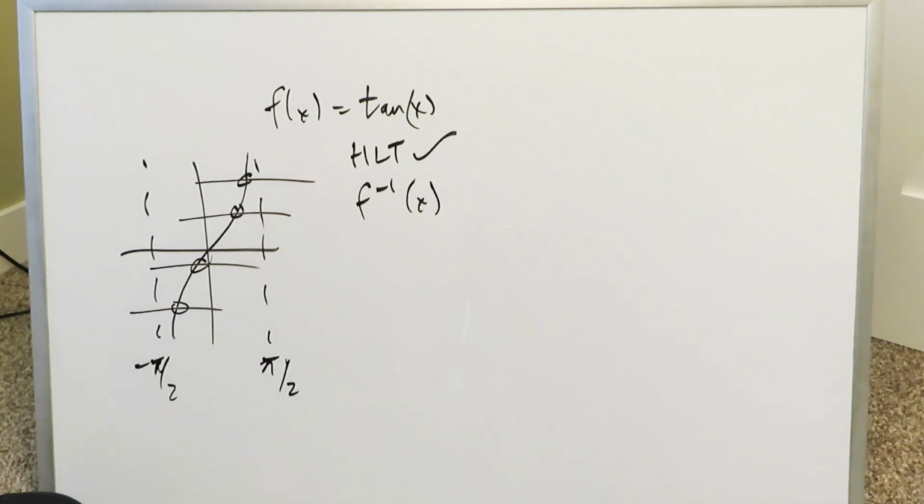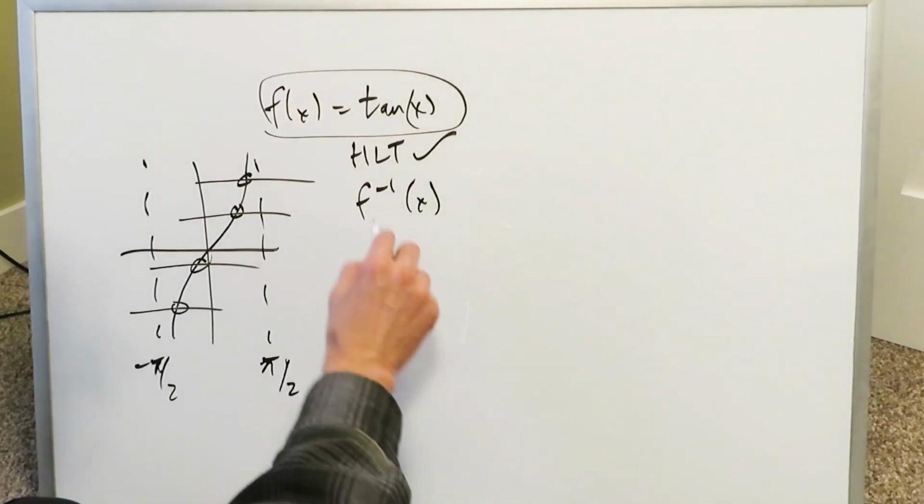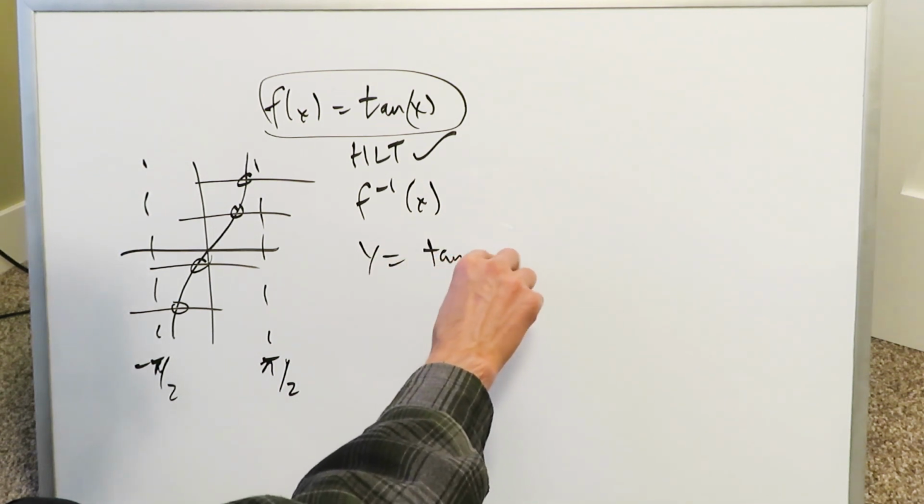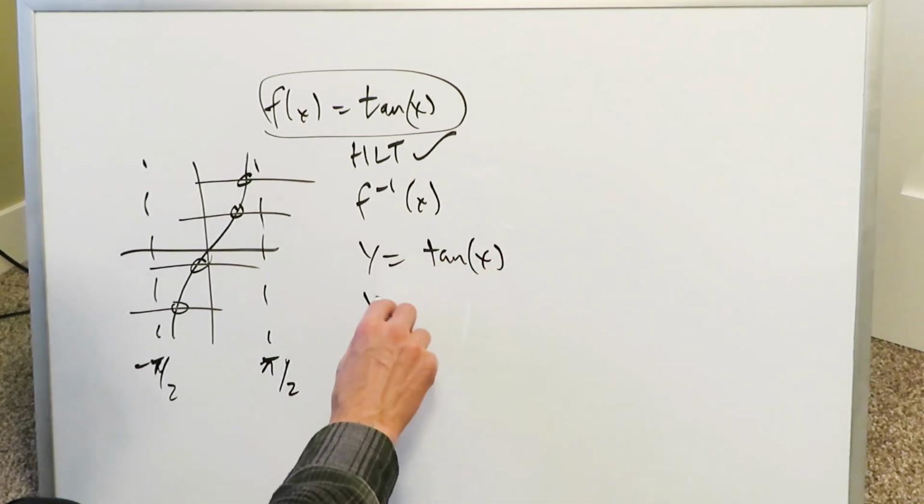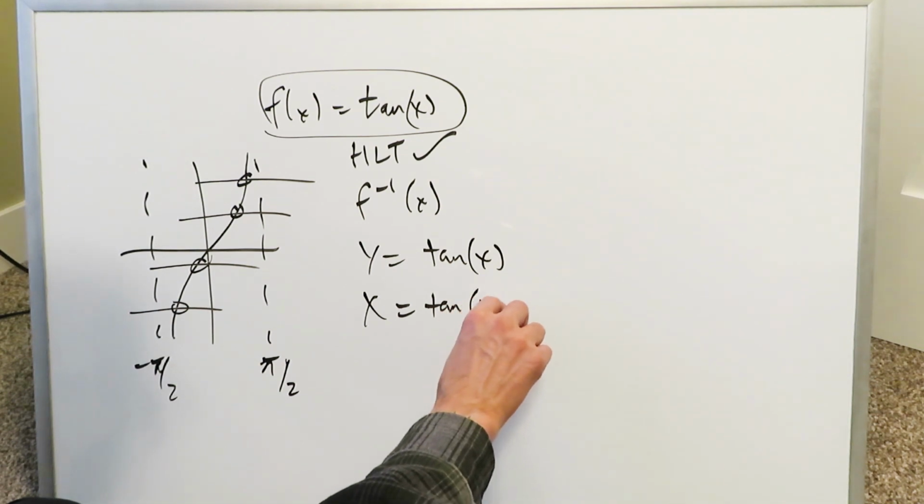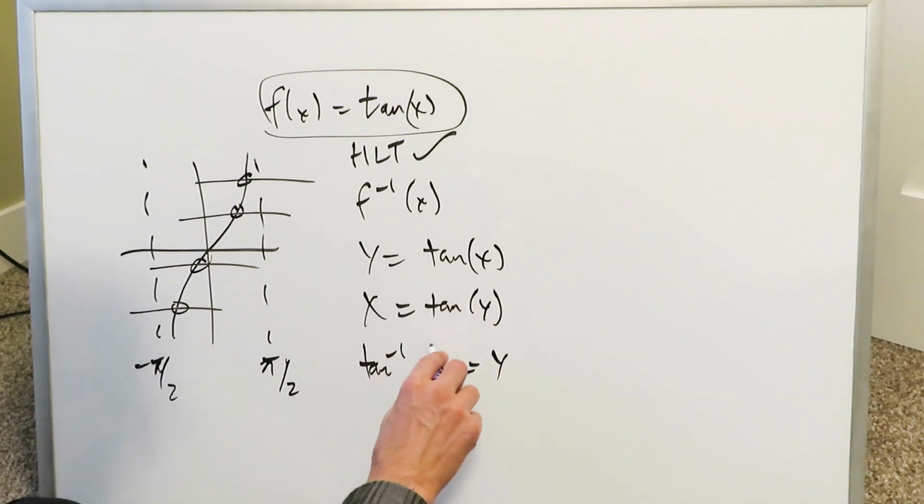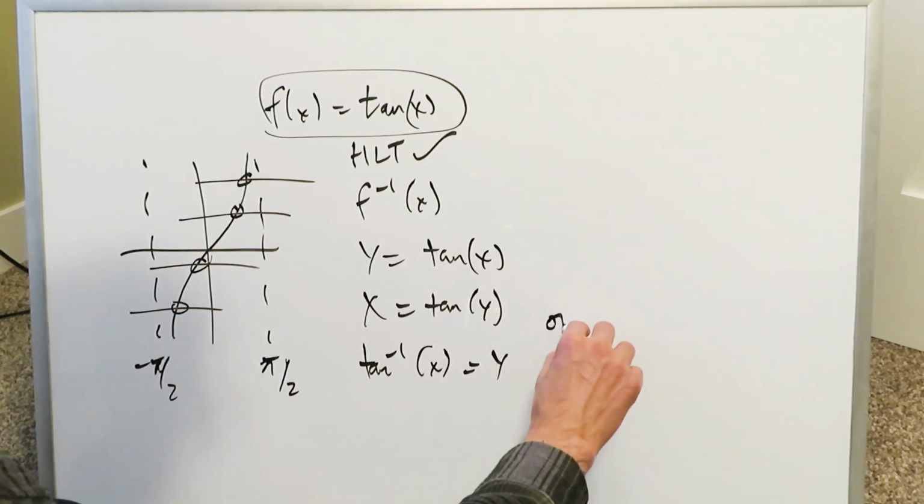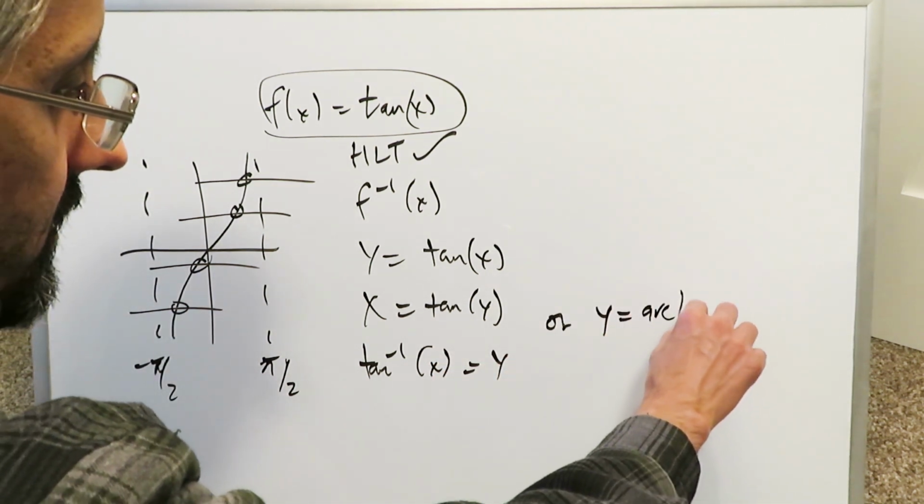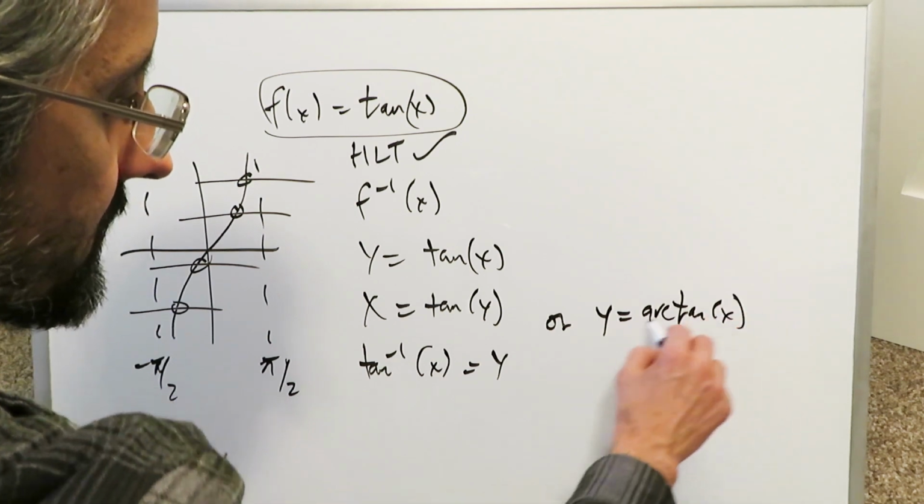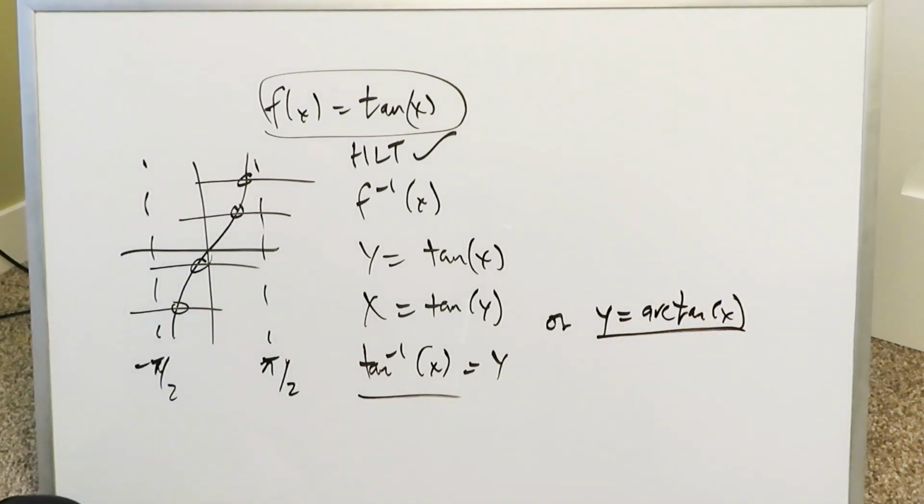And how do you calculate the inverse? Well, look right over here. Y is equal to tan x. Flip the y and the x around. X is equal to tan y, and now solve for this y. Y is equal to inverse tan of x, or y is equal to arctan of x. These are your inverses for your tangent function, and they have very good applications and usefulness in calculus.